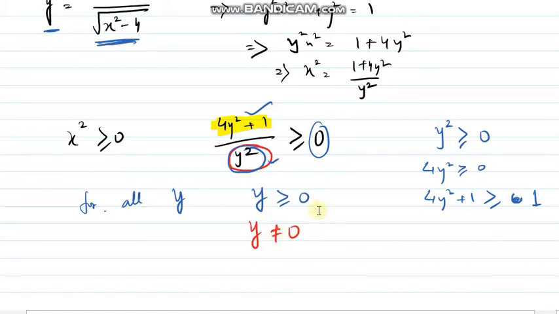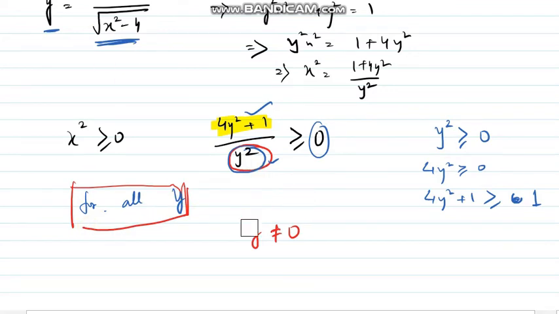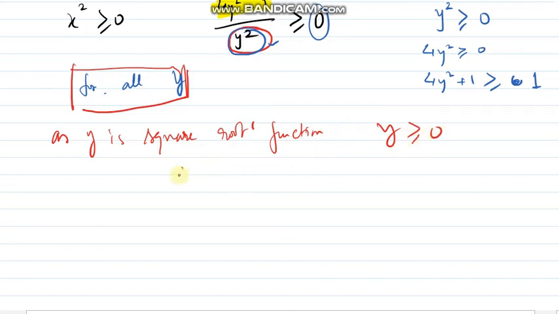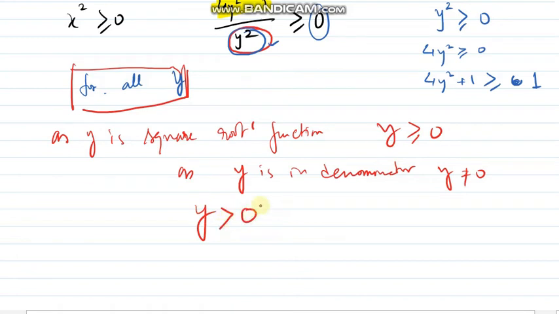This type of thing we have to be careful about. For all y, this function is valid. Now if I write it properly, for all y this function is valid. Next case will happen as y is a square root function, so y will be greater than or equal to 0. Again, as y is in the denominator, y is not equal to 0. So ultimately y will be only greater than 0.